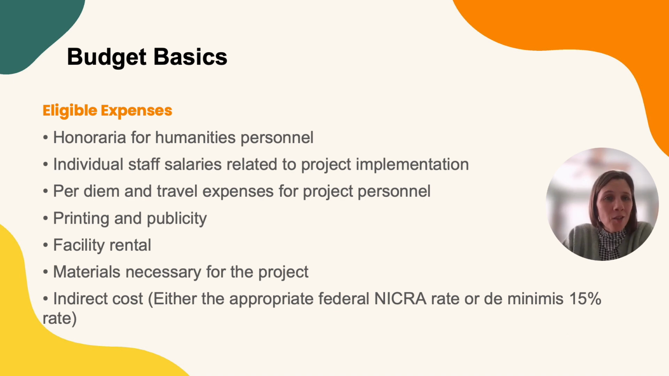Eligible expenses could also include printing and publicity costs, facility rental, and any materials necessary for the project. You also can include a 15% indirect cost on the expense side. So if you're requesting $4,000, you could place $600 as your indirect cost. And that could be placed on either side of the budget. It could be in your matching funds or in the expense column.